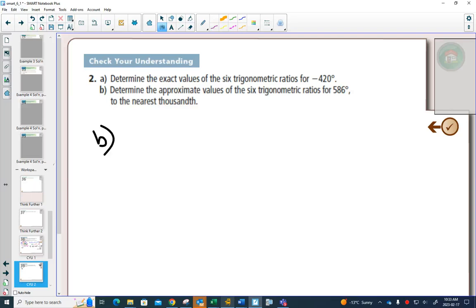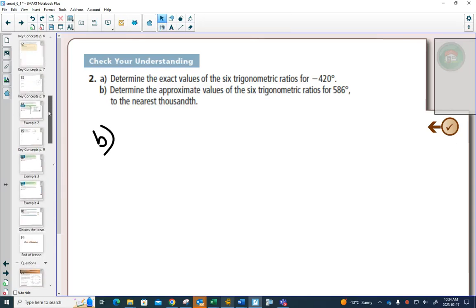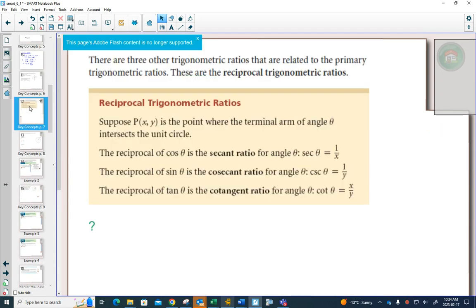All right, before we get to 2b, we have to go back and do one more definition on the page before. You only know 3 trig ratios. You know sine, cos, and tangent. But there are 3 more, the reciprocal trig functions. There is secant, cosecant, and cotangent.